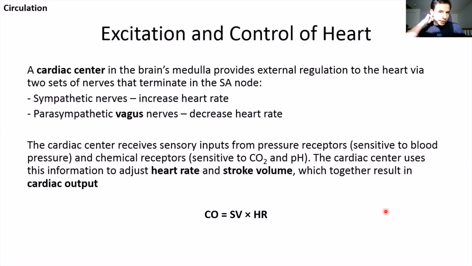The cardiac center itself receives some input information from pressure receptors in your blood vessels. These are receptors that are scattered throughout your blood vessels that are monitoring your blood pressure. And also chemical receptors, which are scattered throughout your blood vessels that are monitoring how much CO2 is dissolved in your blood and the pH of your blood.